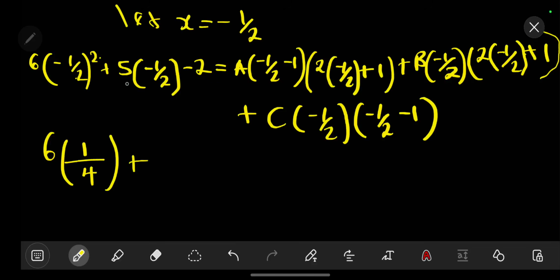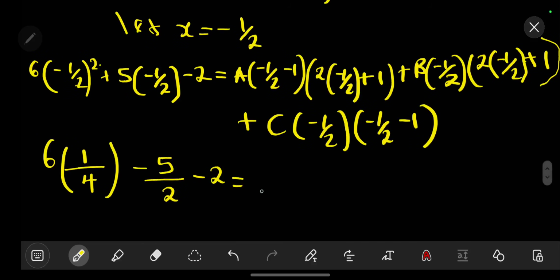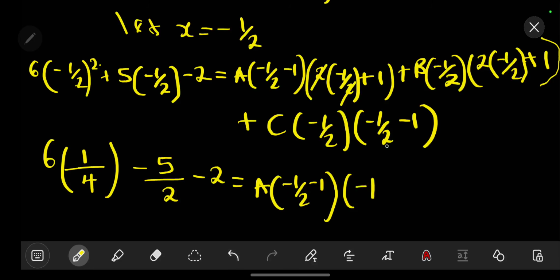Then we have plus our 5 times negative 1, it will be negative, in fact. So we have negative 5 over 2. Then we have minus 2 should be equal to, we are going to get our a. Now we are going to have our negative 1 over 2, like that, minus 1. Then we have these 2 and these 2 cancel, so we are going to remain with our negative 1, which is this one. Then we have plus 1, like that.